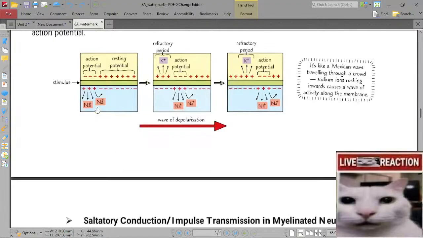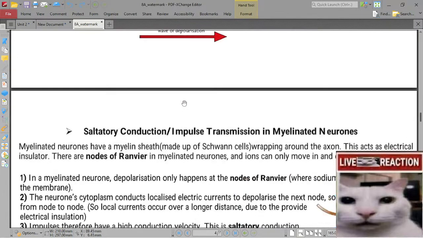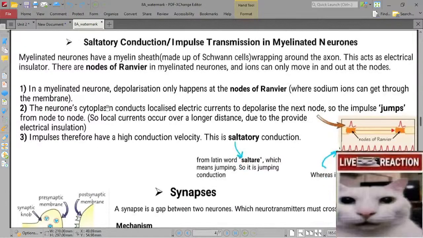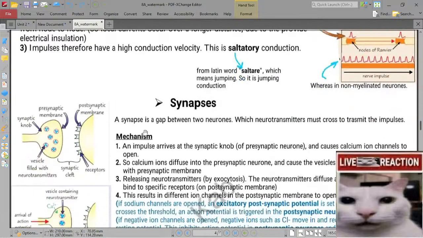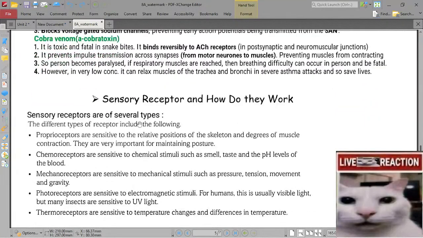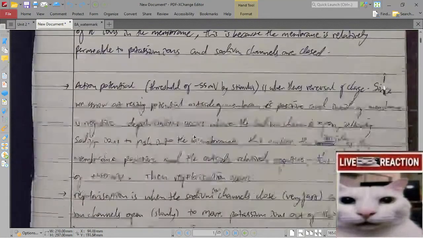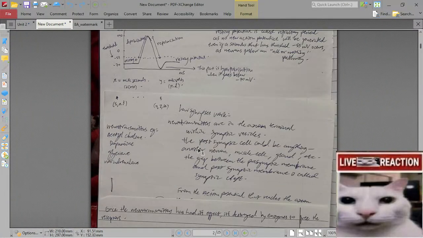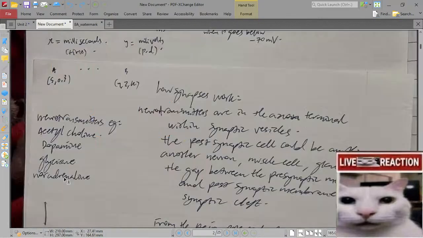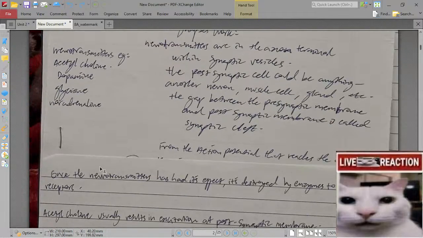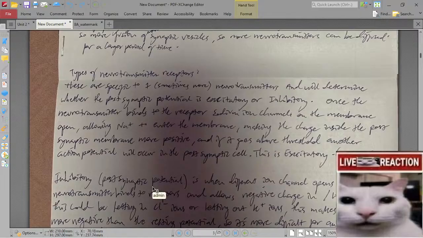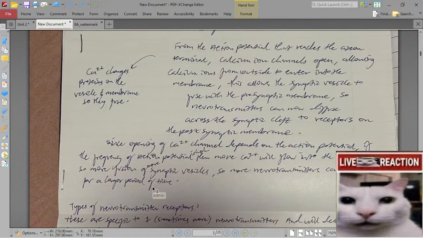Refractory period, propagation along the axon. I'm pretty sure this is how it travels, right? Saltatory conduction, I do not remember this. This is how it jumps, right? Yeah. Then synapses, this is pretty easy. Neurotransmitters, I'm pretty sure she mentions some neurotransmitters over there, so that gives me an idea of which neurotransmitters I should know. Acetylcholine, dopamine, is that glycine or something? And noradrenaline. Let's see. Types of neurotransmitter receptors. Yeah, I'm pretty sure that's also there in our notes.